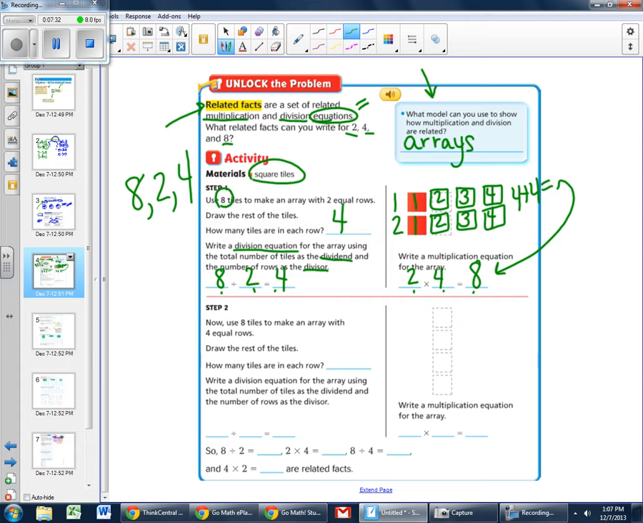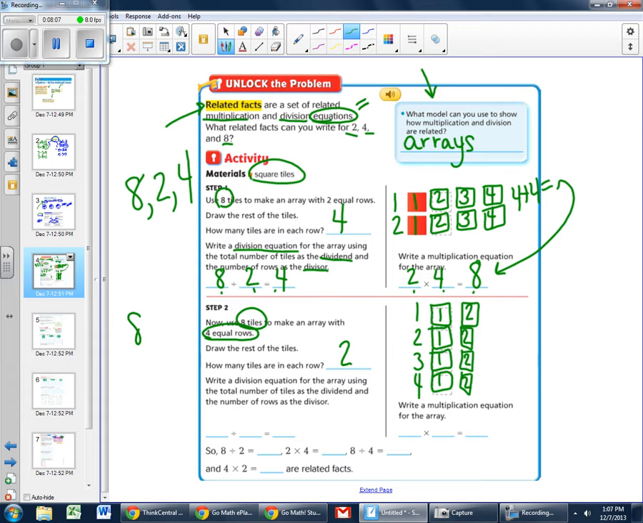Now it wants us to try it a different way. Now use 8 tiles to make an array with 4 equal rows. So here's our 4 equal rows they outlined for us. Draw the rest of the tiles. 5, 6, 7, 8. So how many tiles are in each row? There are only 2 in each row.